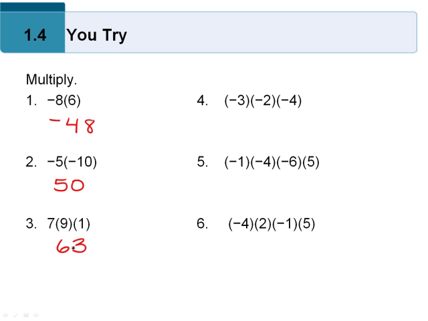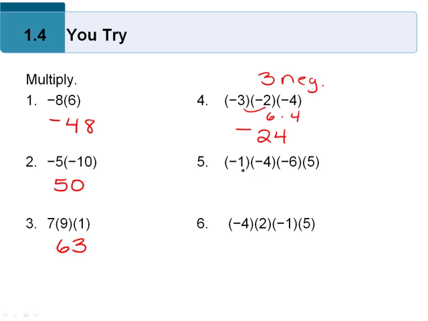And number 4, now we're getting into the longer ones. So we want to look at how many negative factors we have. We have negative 3 times negative 2 times negative 4. That's 3 negative factors. That means my answer is going to be negative. So if I do 3 times 2, that's 6, times 4 would be negative 24.